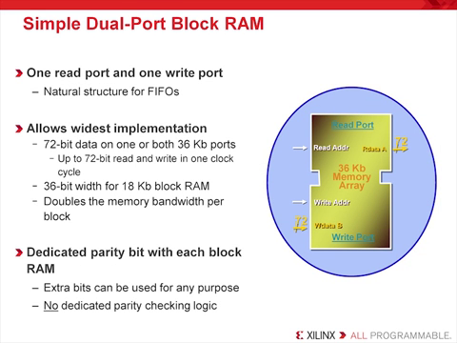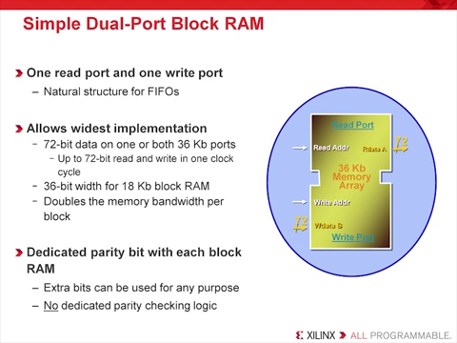Most block memories are used for simple dual-port block RAMs. In this case, each port is assigned either a read or write functionality, which is a natural structure for FIFOs, again, which are very commonly built with block memory. When using a single port input and a single port output, the user is allowed to build with the widest implementation of 72 bits on a single block RAM. If you had segmented your memory into two 18 kilobit blocks, you would be allowed to build with a 36-bit data width. This flexibility enables the user to double the memory bandwidth per block memory.